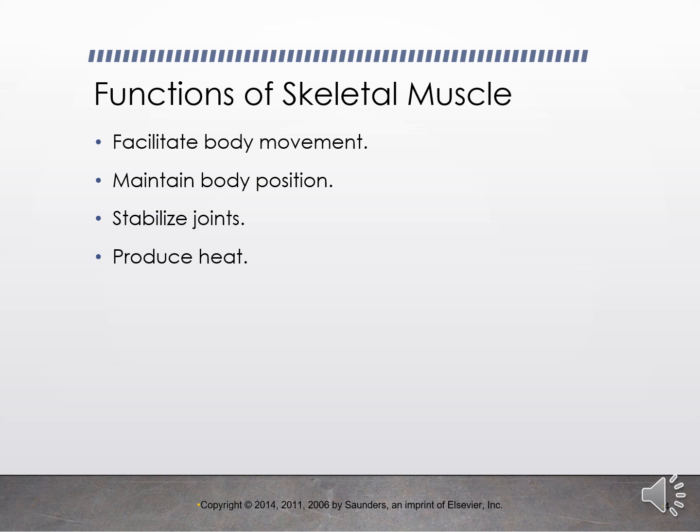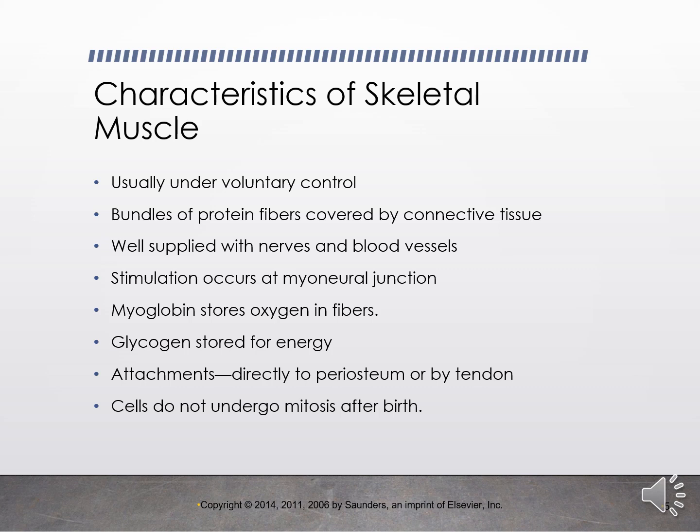Skeletal muscle has four main functions. It facilitates body movement, it maintains body position, and it stabilizes joints as well as producing heat. Skeletal muscle is under voluntary control, which means that we consciously control that movement. There are some things that we kind of do automatically, like breathing, blinking, or shivering, but these are all things that we could control.